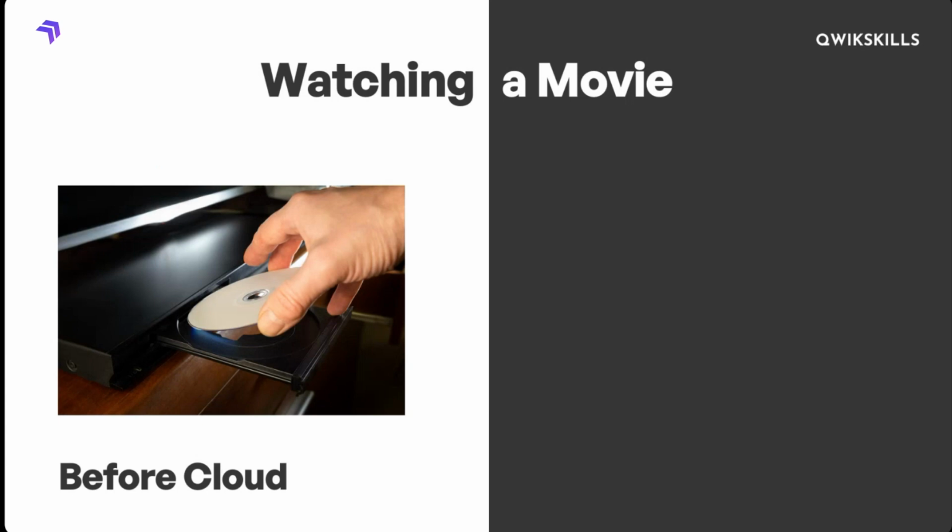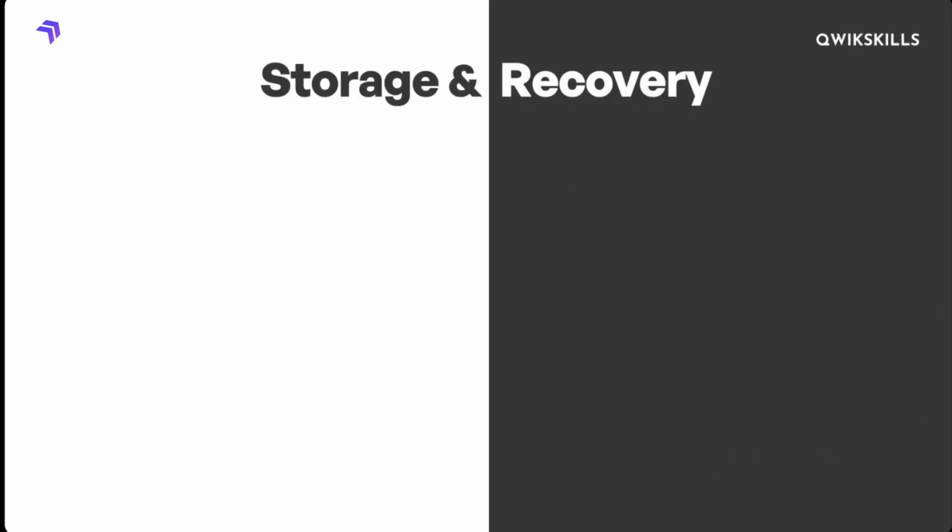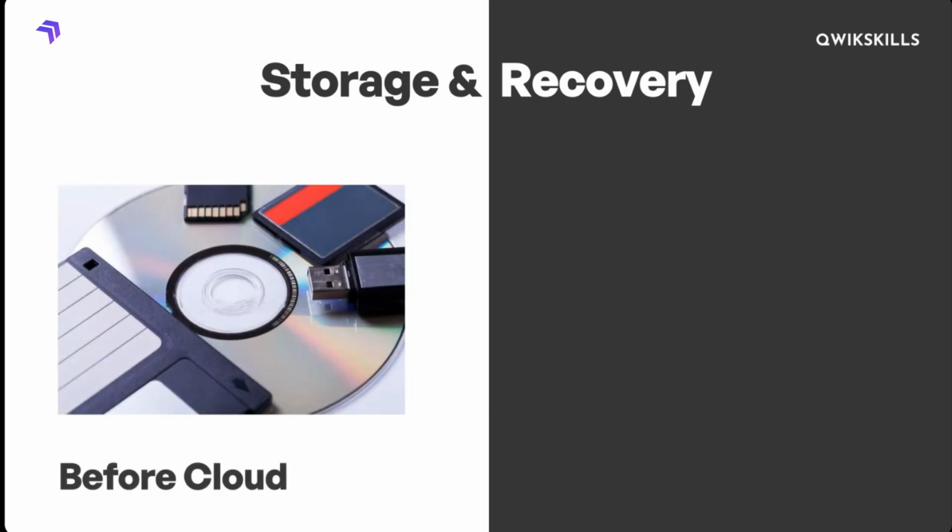But nowadays, if you want to watch a movie, what is the next thing you do? Once the cloud was introduced, you watch them on Netflix, Prime Video. You have so many OTT platforms which you use, correct? Now, when we move towards storage and recovery: earlier, when cloud was not there, you used to have CDs, memory cards, and pen drives to save your data, and you tried to make multiple copies of it. But nowadays, what do you do?